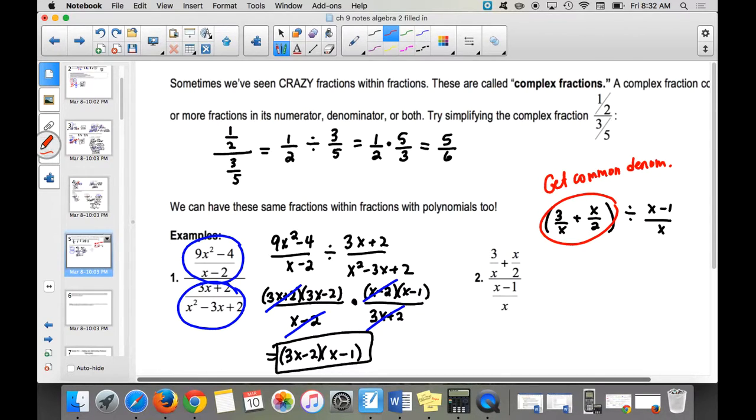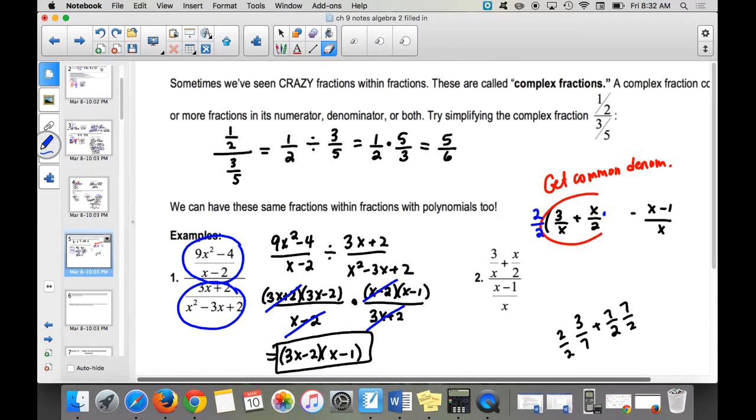So sometimes I have to think about a number plugging in, and remember I said 7 is always a good number to plug in. So if I had 3 over 7 plus 7 over 2, how would I get common denominators there? 2 over 2 and 7 over 7, right? So that's what we're doing here. So I'm going to take my 3 over x and multiply by 2 over 2, and I'm going to take my x over 2 and multiply by x over x. Sorry, it's kind of hard to see there. That's x over x. So when I do, I get 6 over 2x plus x squared over 2x, all in parentheses.